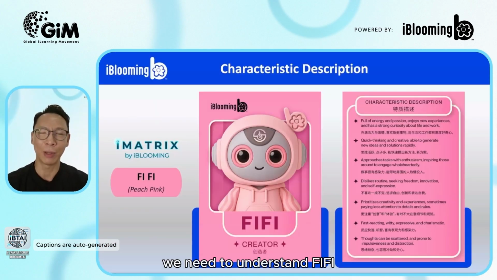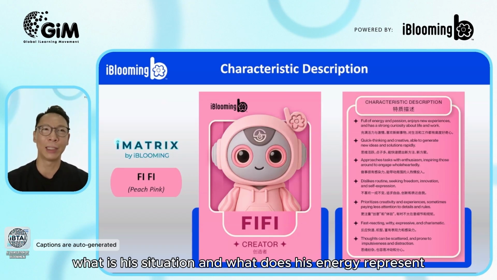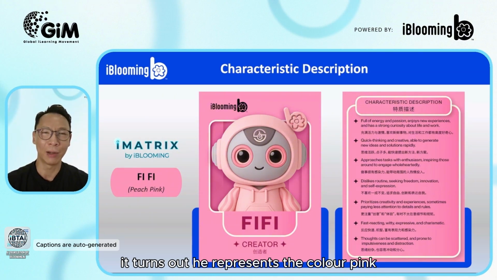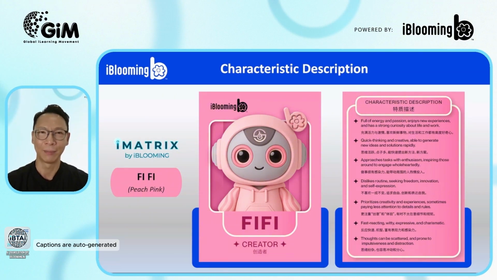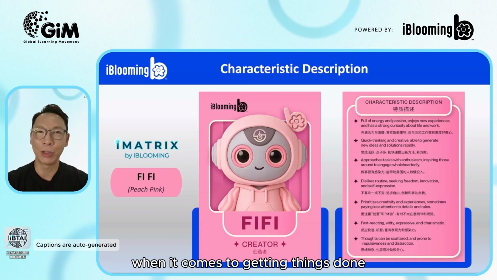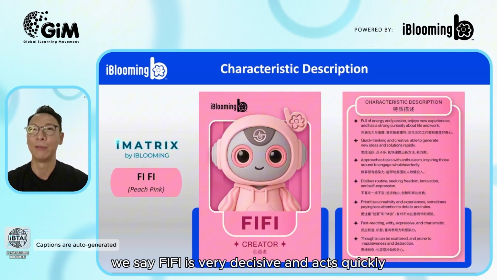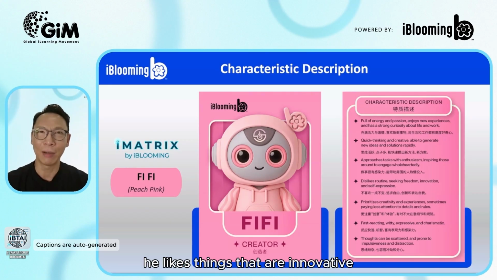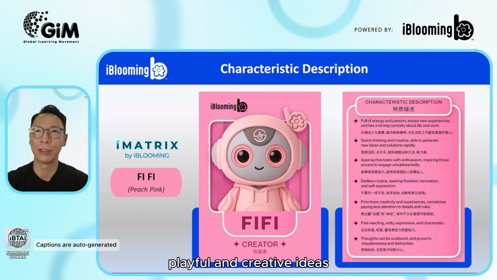All right, so first we need to understand Fifi. What kind of qualities does he have? What is his situation? And what does his energy represent? It turns out he represents the color pink. When it comes to getting things done, we say Fifi is very decisive and acts quickly. He likes things that are innovative and things that no one has done before. As soon as he thinks of something, he's the first to put it into action. His mind is always full of fresh, playful, and creative ideas.